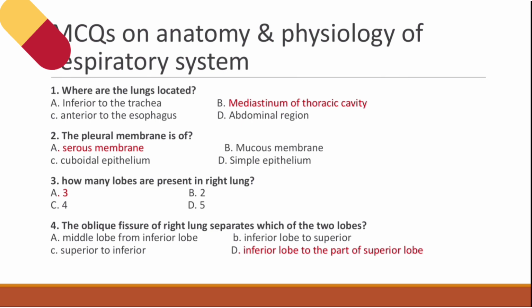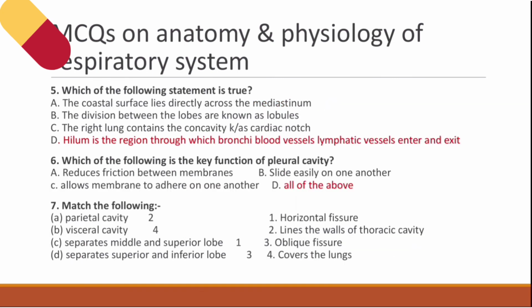Then the pleural membrane is a serous membrane. How many lobes are present in the right lung? So 3 lobes are there. Then the oblique fissure of the right lung separates which 2 lobes? The inferior lobe from the superior lobe. This is actually the anatomy and physiology which you have studied in the first year, obviously. But as we are going to study the drugs acting on the respiratory system, it's necessary to have a brief idea about this. That's why we have covered this.